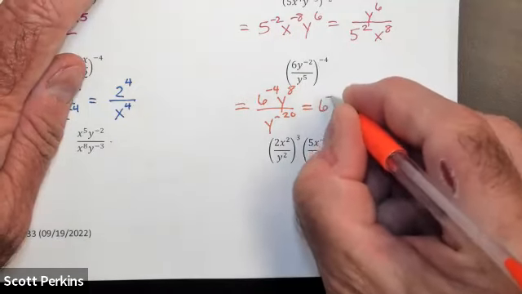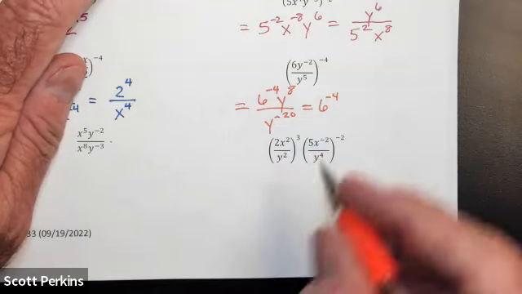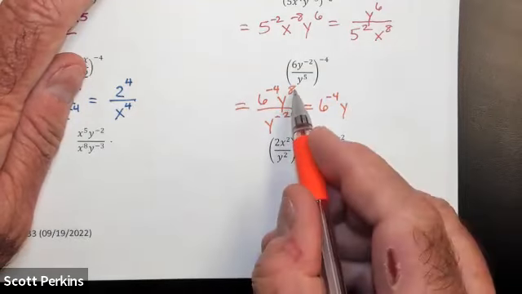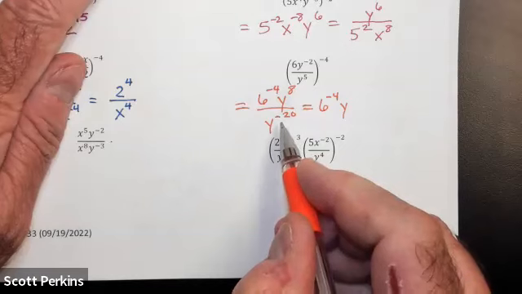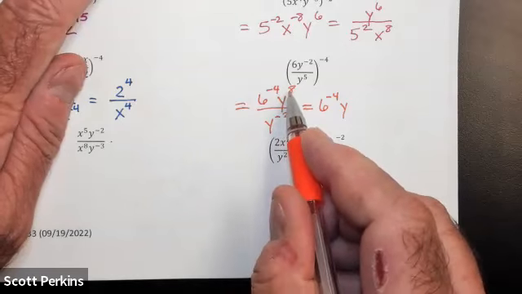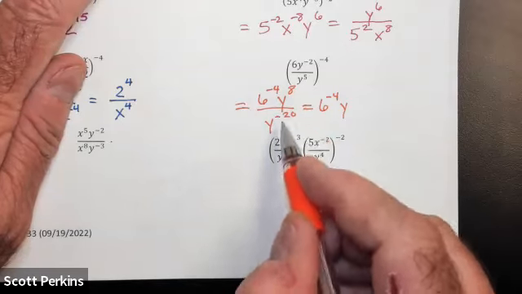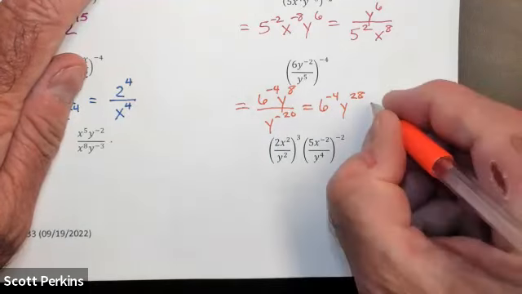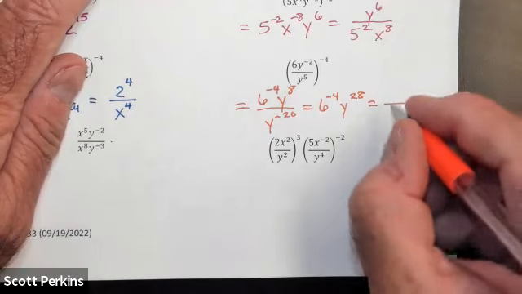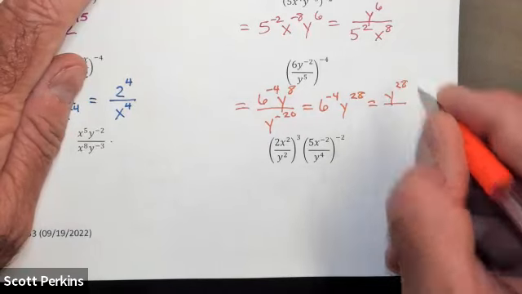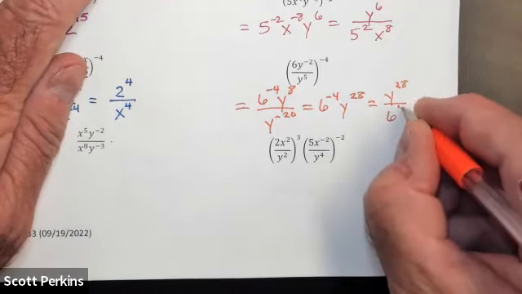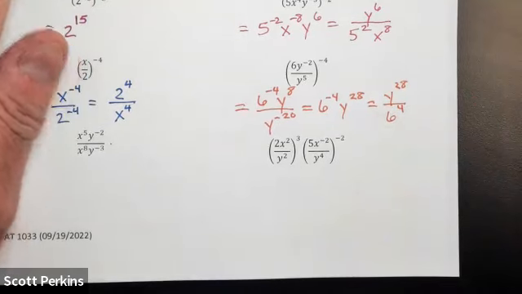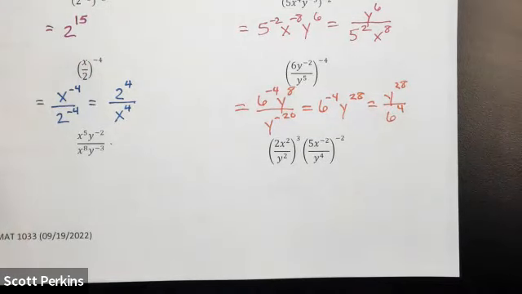So I have 6 to the -4th. We'll take care of that in a minute. Then I have y to the 8 minus -20. 8 minus -20 is 8 plus 20 or 28. And so my end result is going to be the y to the 28th is going to stay up top, and then the 6 to the 4th is going to go to the bottom, and that's a large number, so I'm just going to leave it as it is.